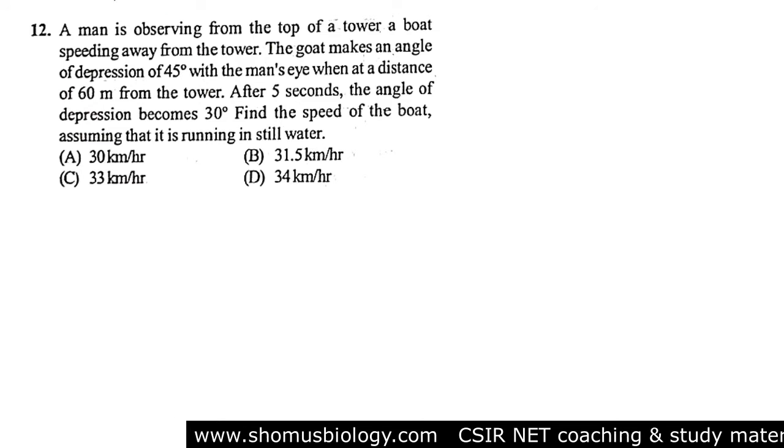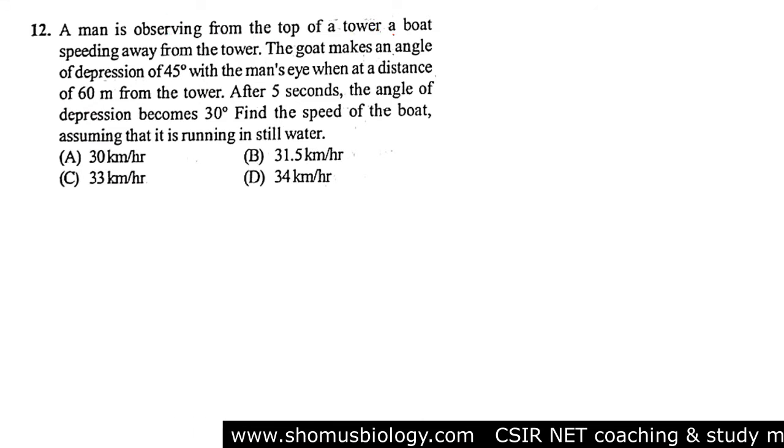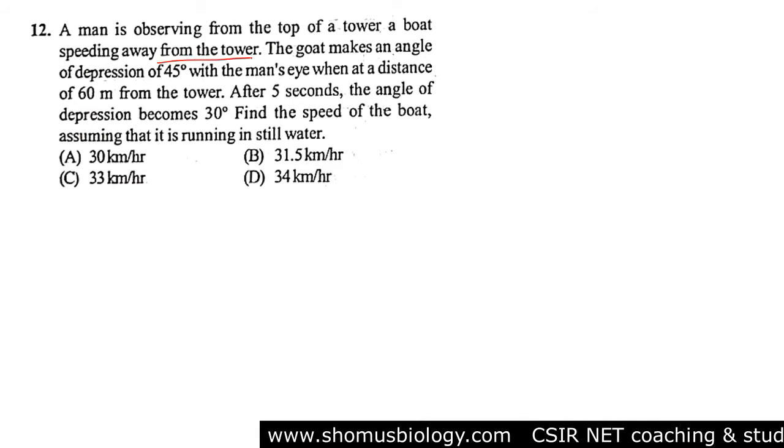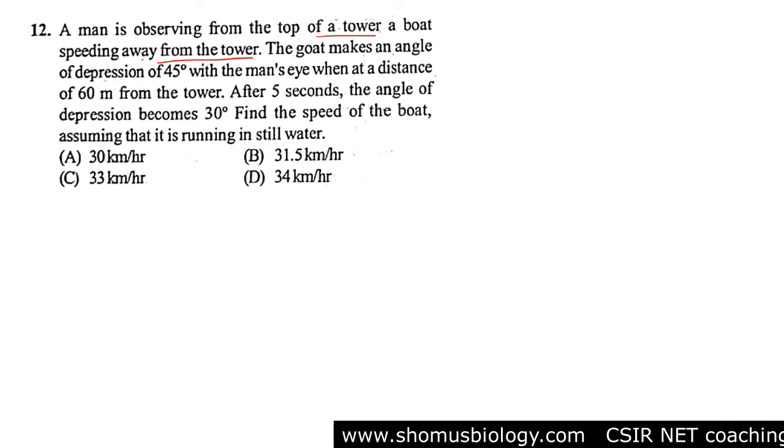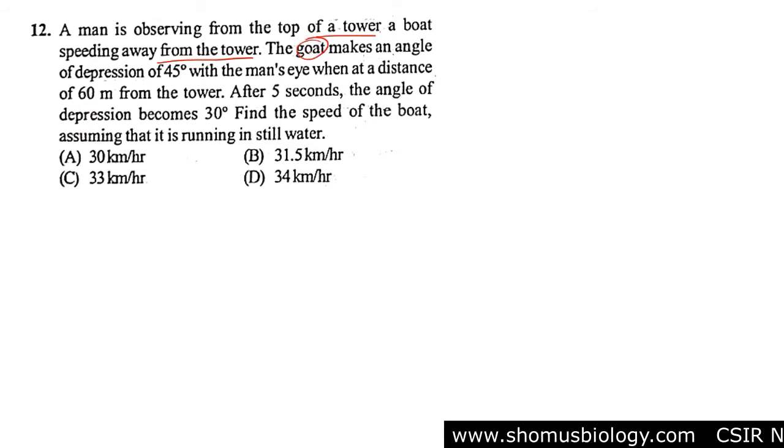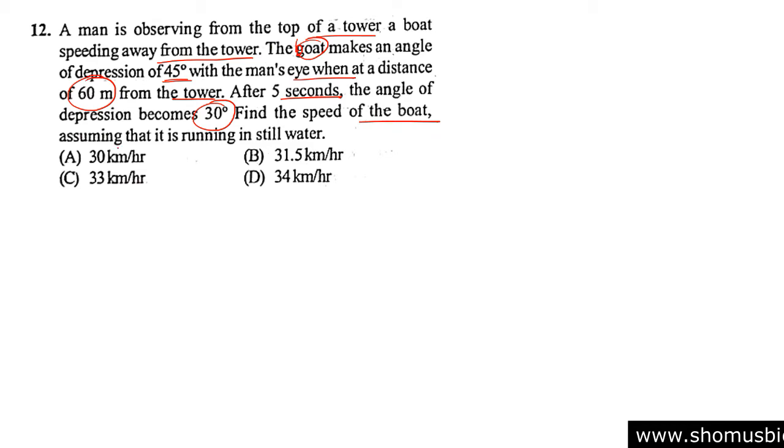A man is observing from the top of a tower a boat speeding away from the tower. The boat makes an angle of depression of 45 degrees with the man's eye when it is at a distance of 60 meters from the tower. After 5 seconds the angle of depression becomes 30 degrees. Find the speed of the boat, assuming that it is running in still water, with no current against the direction of the flow of the boat.